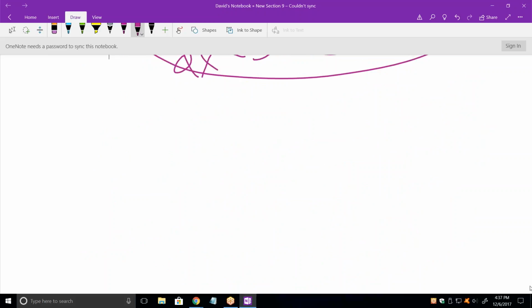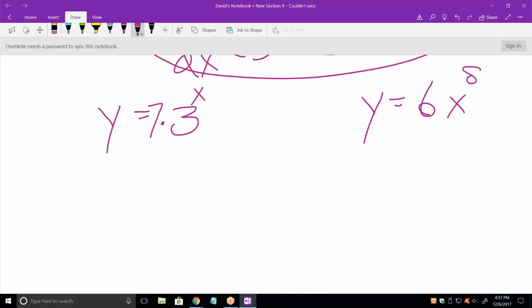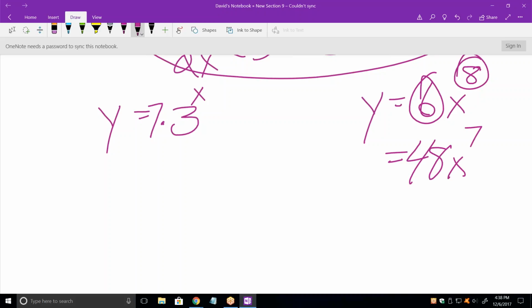Okay, what else? This next one's pretty similar. It's just 3 to the x, but it's times 7. Okay. 7 is just a coefficient. Again, you don't need to use the power rule. In other words, if I told you y was 6x to the 8th, you wouldn't use the power rule. You would just start by multiplying that by that. And you get 48x to the 7th, right? Well, we're going to do the same thing over here. In other words, it's going to be 7 times what?